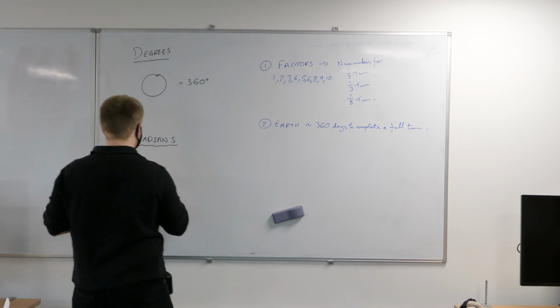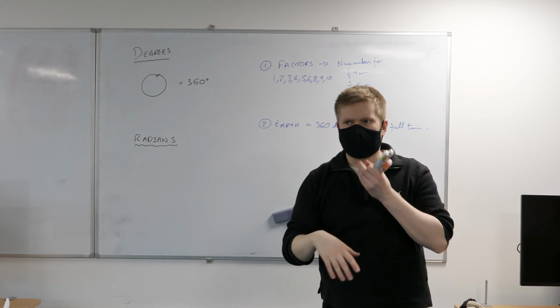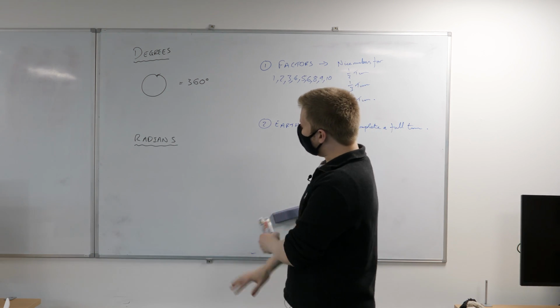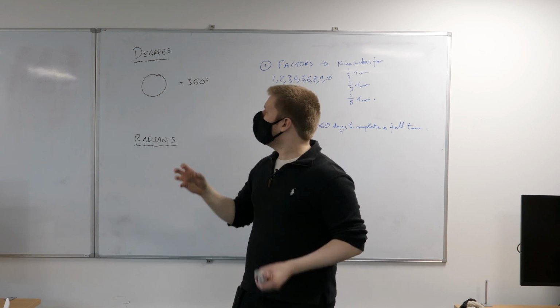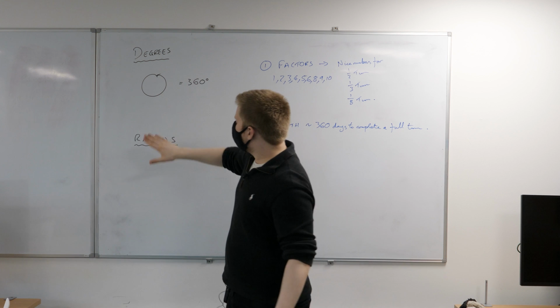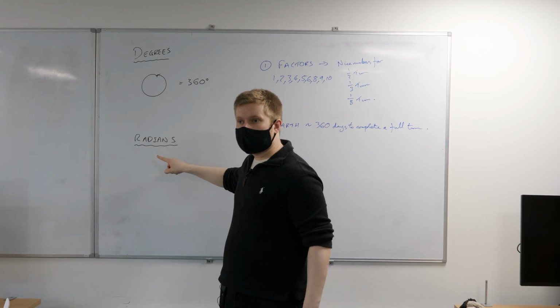Okay. So radians basically say, well, look, let's not base it on factors or natural phenomena such as the Earth completing a full turn. Let's not do it arbitrary. Let's try and come up with an angle measurement that is based on properties of a circle, namely the radius. Okay?